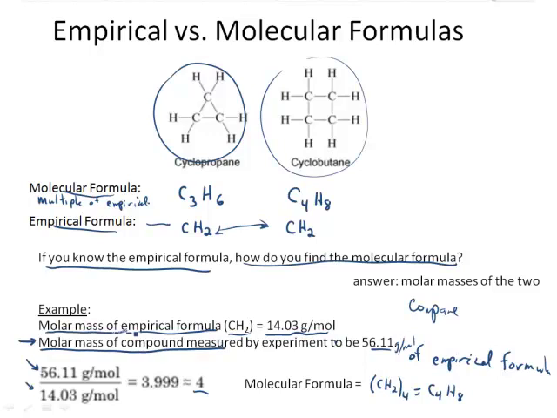So what you do is you get the molar mass of the compound and compare that to the molar mass of the empirical formula. The molar mass of the empirical formula you just calculate from the empirical formula that you figured out. The molar mass of the compound you get by experiment, and it's done by mass spectrometry, which is the same experiment we use to determine which isotopes exist.